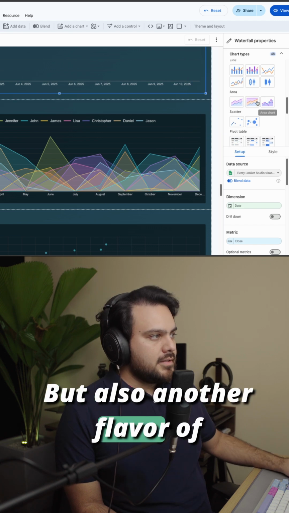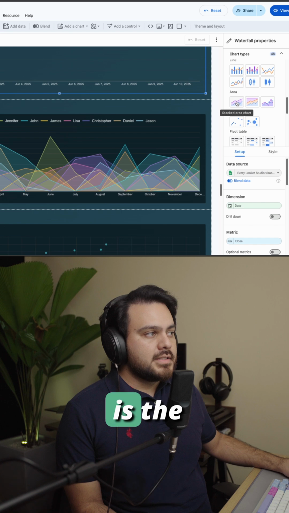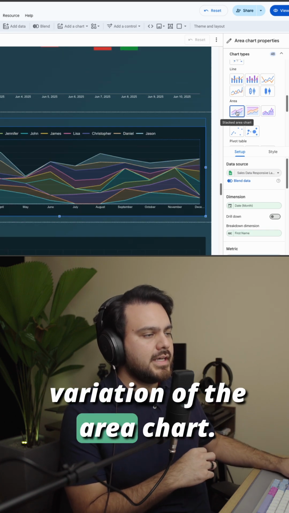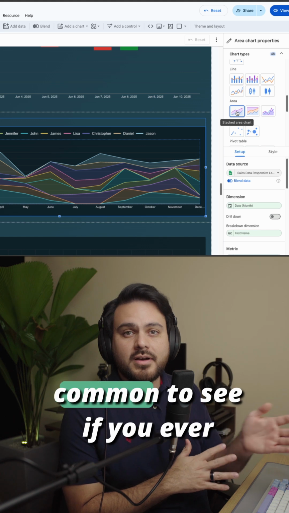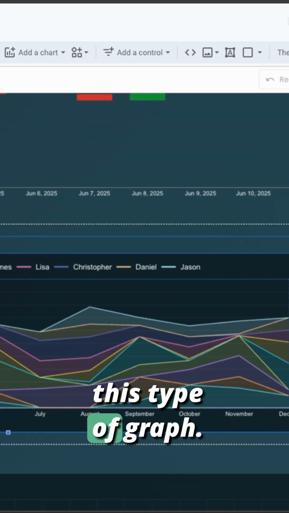But also another flavor of it, and I think this one is more common, is the stacked area chart. And then this one is another variation of the area chart. And I think this one is more common to see if you have ever seen this type of graph.